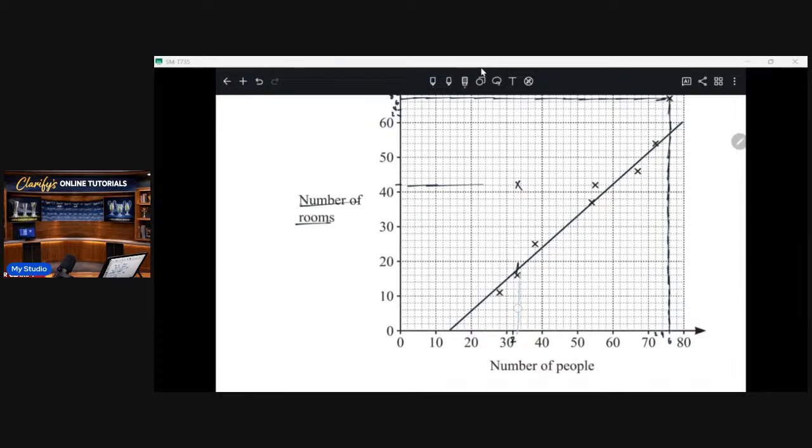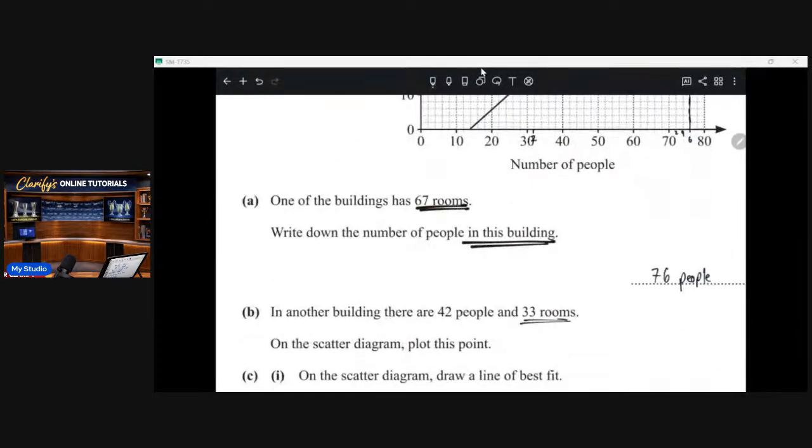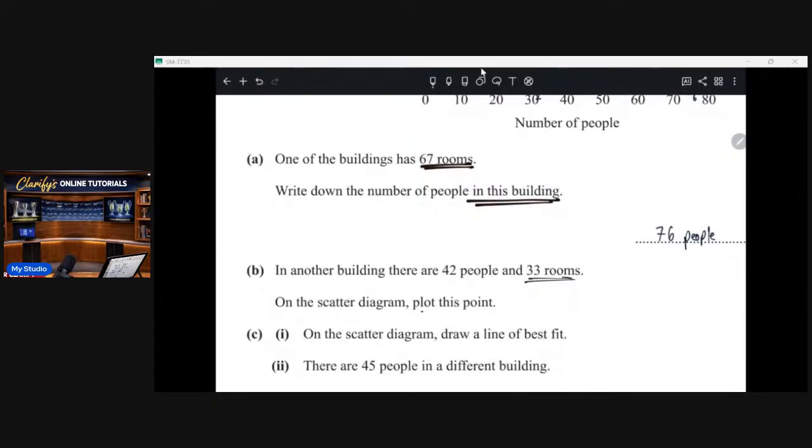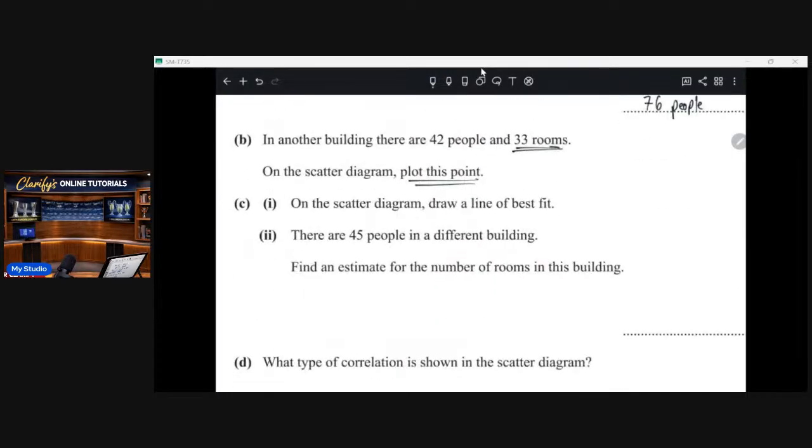Now we can remove our lines. Then they say, plot this point. We have plotted it. Draw a line of best fit. We've drawn it. We've drawn the line of best fit. Now they're saying there are 45 people in a different building. Find the number of rooms in this building.